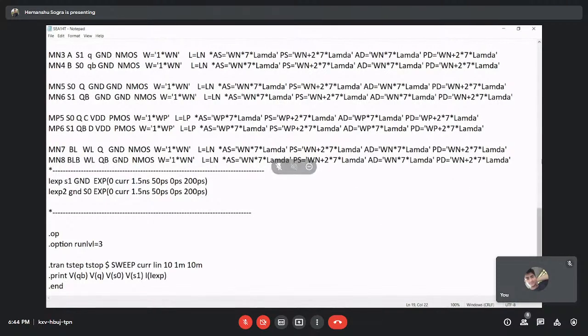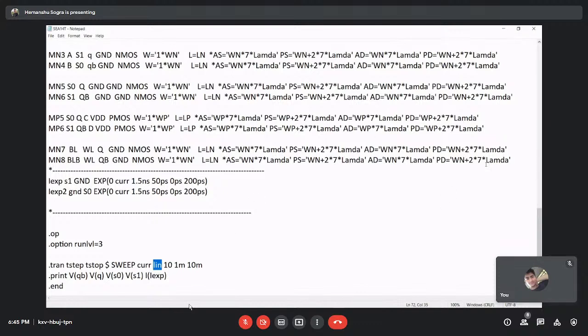Sir, the LIN in sweep, does that mean linear? Yes, linear. Linear means equal steps, like 0, 1, 2, 3, 4. From 1 milliampere to 10 milliampere in equal steps. That means 1 milliampere, 2 milliampere, 3 milliampere like this. Within 10 steps, it will divide the whole duration. If you give 5 here, then probably 1, 3, 5, 7 like this, it will divide. So how many steps you want? It's like a division.